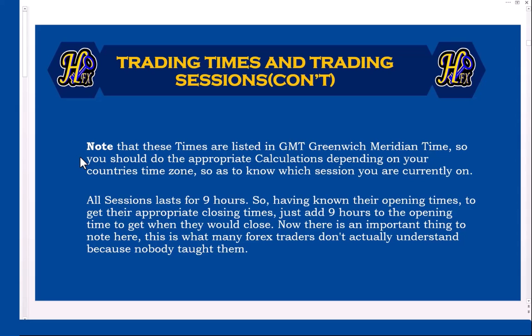So all sessions last for 9 hours. What it means is that when a group of sessions goes to the market, they last in the market for 9 hours, 9 good hours. So all sessions last for 9 hours. So having known their opening times, to get the appropriate closing time, obviously you are just going to add 9 hours to the opening time, then you'll be able to get the closing time of the session that you are looking at.